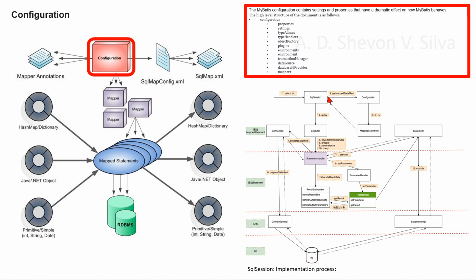Here SQL session, configuration, connection, executor, map statement, and statements are in map statement level. Statement handler, result set handler, parameter handler, type handler are in statement level, and connection IMPL and statement IMPL are in JDBC level, and DB is in DB level. Basically connection, executor, map statement, and statement are in map statement level.